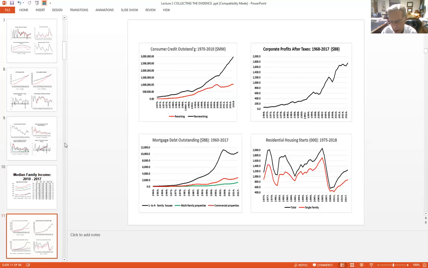I might add that your student loans altogether are now greater than revolving credit cards. And you can see the sharp upturn in the black line, and it's largely because of the increase in student loans.